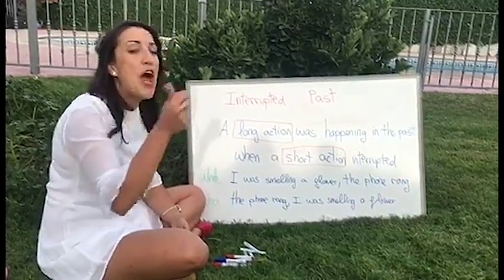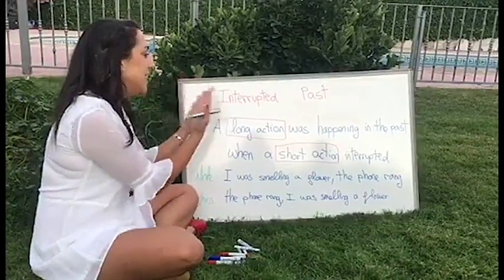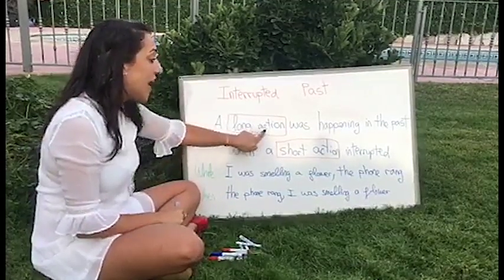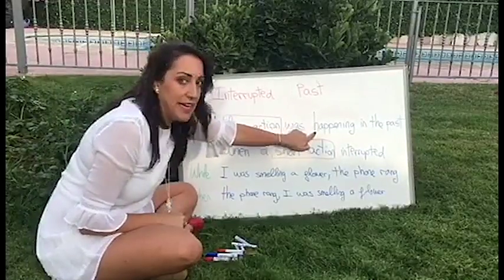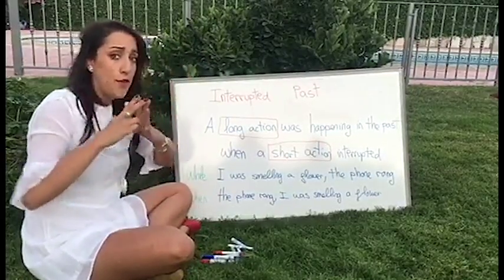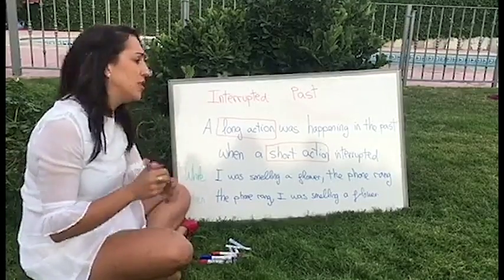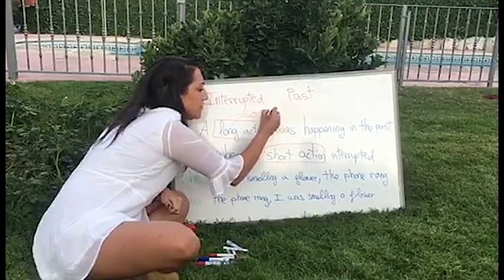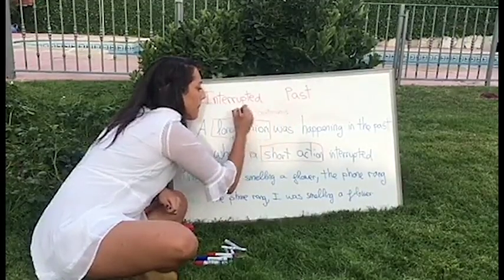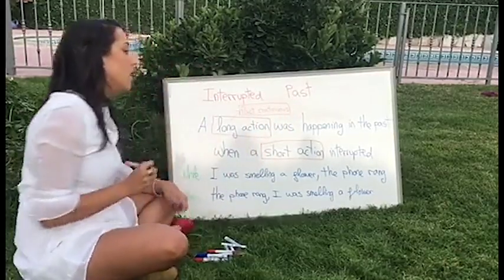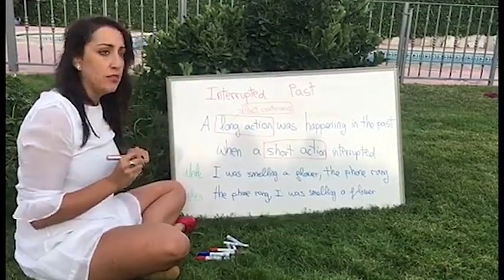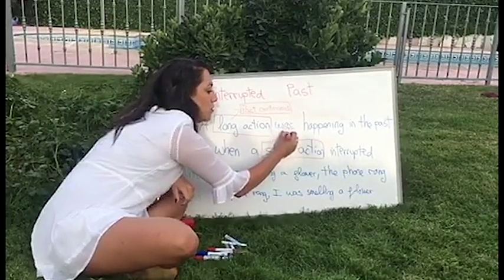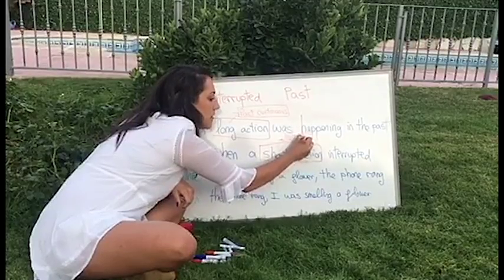Last but not least, we are going to learn about the interrupted past. What's that? Well, a long action was happening in the past. Remember that for long actions we use past continuous, okay? When a short action interrupted. And for short actions we use past simple.